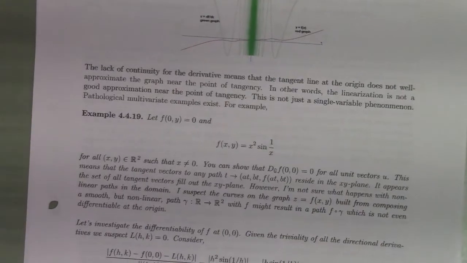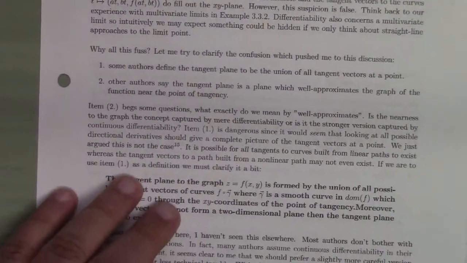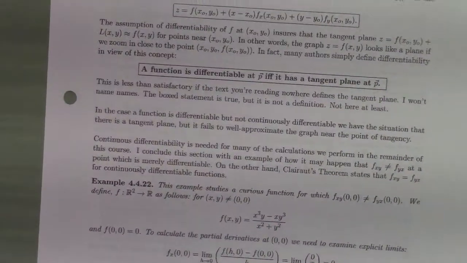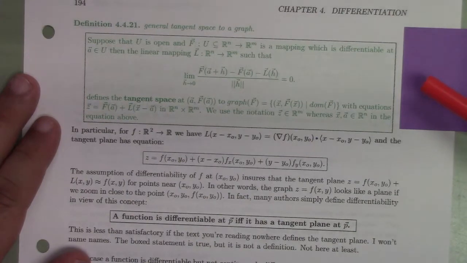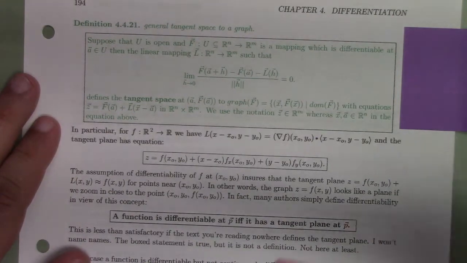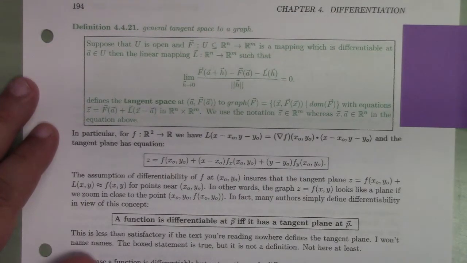And you can build similar functions for more variables. I won't belabor the point here. And then finally, I give a definition for tangent space to a graph here. So just to summarize these couple pages of the discussion, basically I'm saying we are going to use partial derivatives of a mapping to define the tangent space.